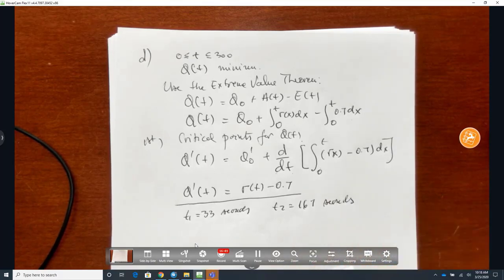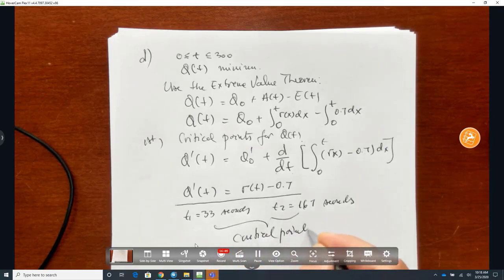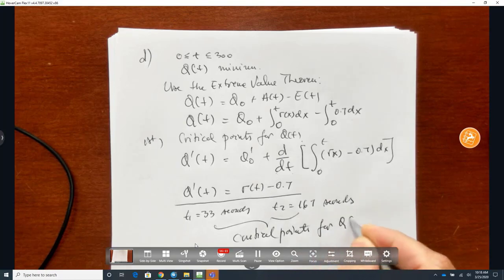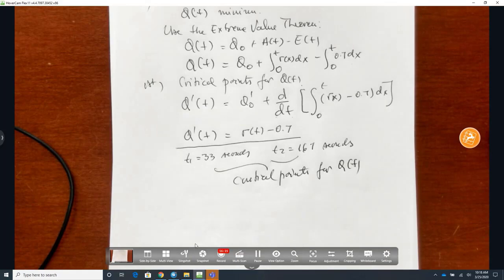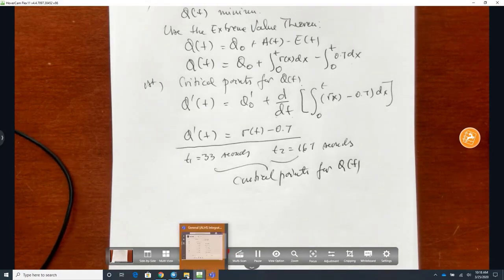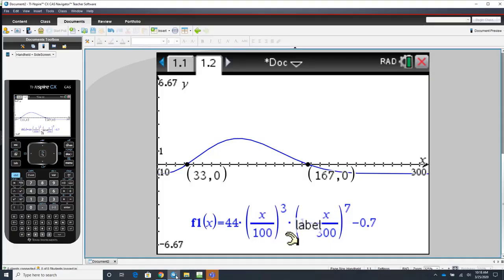So these are the critical points for q of t. The problem with these critical points is that probably one of them will be the point I'm interested in, or we have to check out first. So let's go back to the graph.